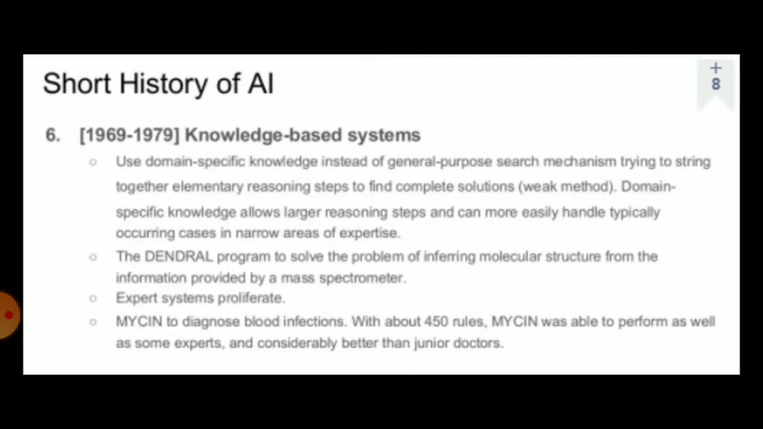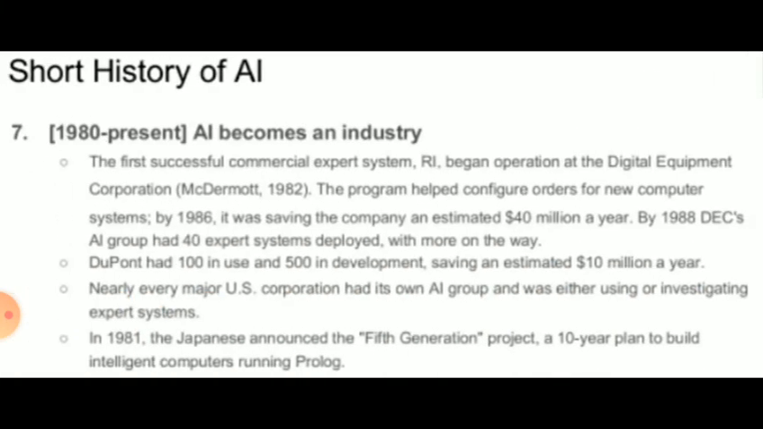Then 1969 to 1979, knowledge based systems. Then 1980 to 1987, that is the boom of artificial intelligence. So AI became an industry. In 1980, AI came back with expert systems. Expert systems are systems that are programmed to mimic the decision making ability of a human expert. In 1980, the first national conference of the American Association of Artificial Intelligence was held at Stanford University.